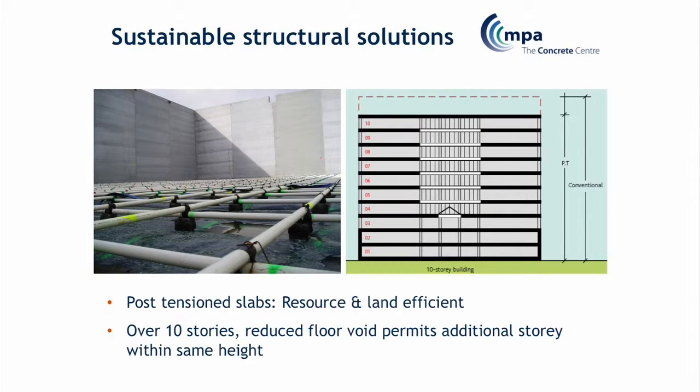Post-tension slabs is another one to think about. In fact, these really come into their own in very tall structures, so anything over 10 stories, because the floor plate is so much shallower, you can actually gain an additional story, or rather you could lose an additional story, still provide the same amount of accommodation for your client, but save all that embodied CO2 of the associated cladding and other services associated with that design.